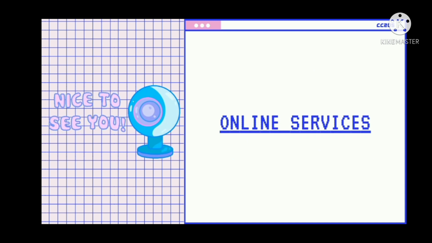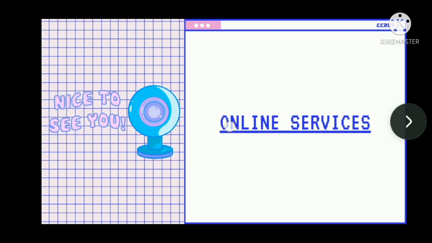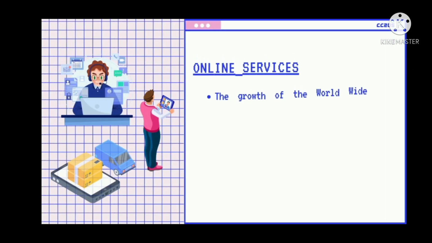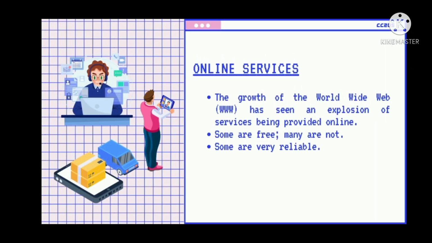Online services. The growth of the World Wide Web has seen an explosion of services being provided online. Some are free and the majority are not. There is no space here to offer a general description of what is available. However, an outline of what is likely to be relevant specifically to development organizations will be attempted, as a discussion of some of the key issues involved.